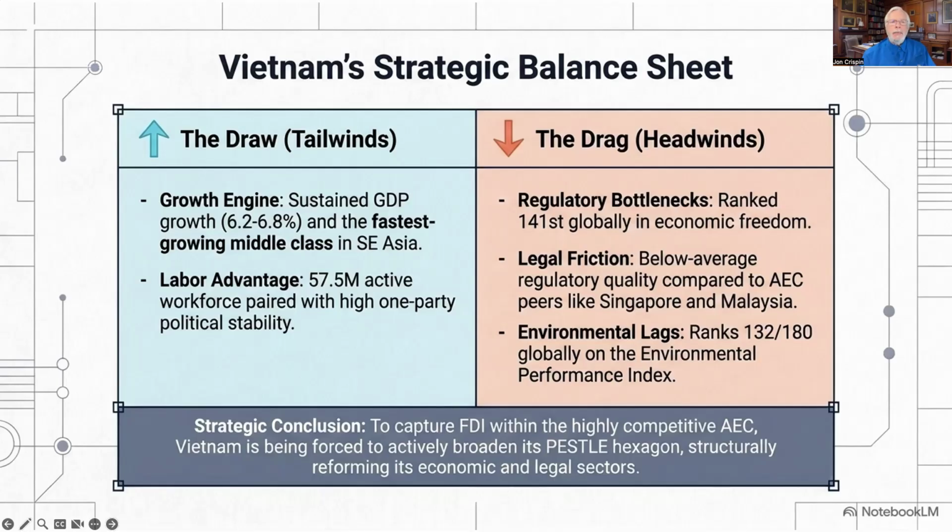But there is some drag. And number one is the regulatory bottlenecks. They're incredible. I'll tell you about one in a minute. Legal friction is, again, below average. Environmental lags. And the conclusion would be to capture FDI within the highly competitive AEC, Vietnam is being forced to actively broaden its PESTLE hexagon structurally and reforming its economic and legal sectors.